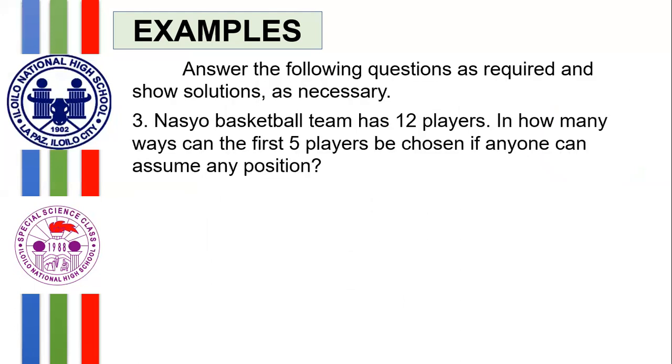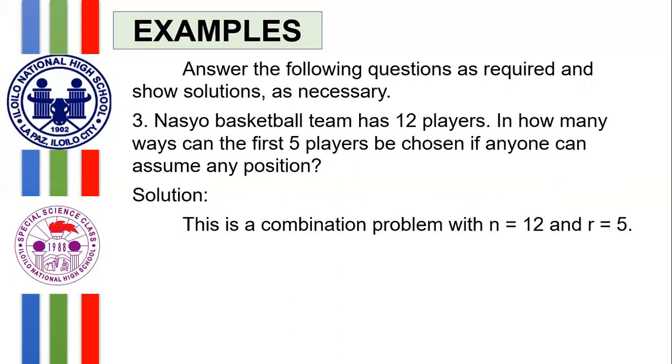Nasho basketball team has 12 players. In how many ways can the first 5 players be chosen if anyone can assume any position? Like anyone could be the center, anyone could be the guard, anyone could be the forward, and so on. Since there are 12 and they could assume any position, N is 12 and R is 5, because you will be getting 5 at a time.